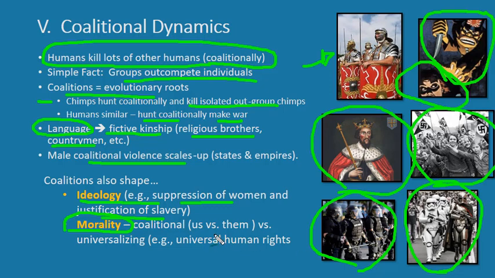Similarly, morality can be inflected by this. So coalitional morality has a different standard for us versus them. And then there's a less coalitional morality, more universalizing, where you have a view of universal human rights. So in other words, coalitions can suck in morality in terms of whether or not we give full moral recognition to other beings based on whether or not they're in our coalition or not.